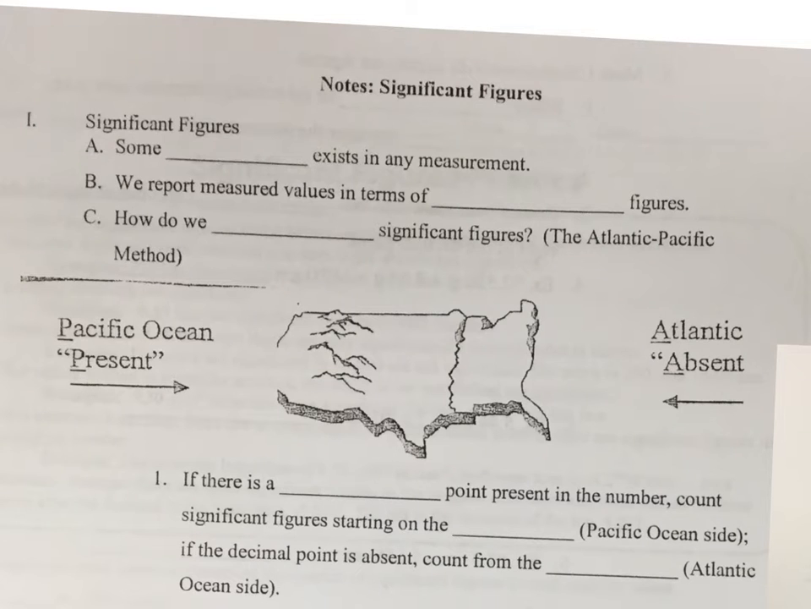Already covered the sig fig rules. So just write these down, and since I don't want to leave any lines blank, we're going to fill out the first three even though you already know them. All right, so some error exists in any measurement. Okay, we report those measured values in terms of significant figures. And so this whole thing is just about how do we count those sig figs.